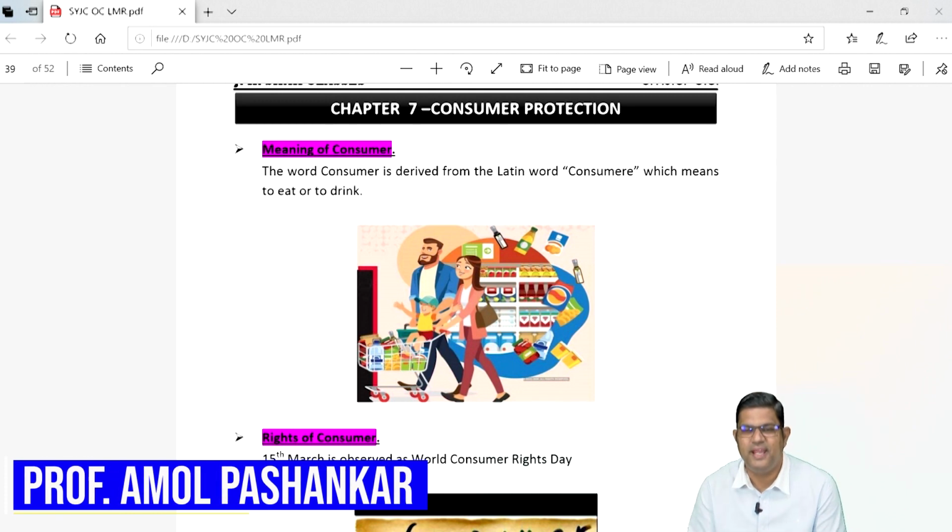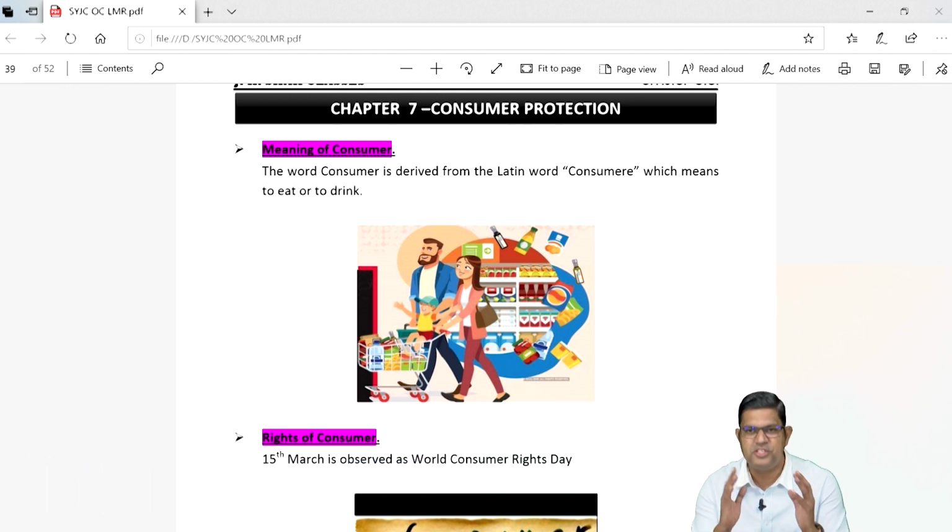We are now starting with the next chapter, chapter number 7, that is consumer protection. Now let's try to understand what exactly is this consumer protection. Okay guys, what is the responsibility of business? What is the aim of business? It is to make profits.